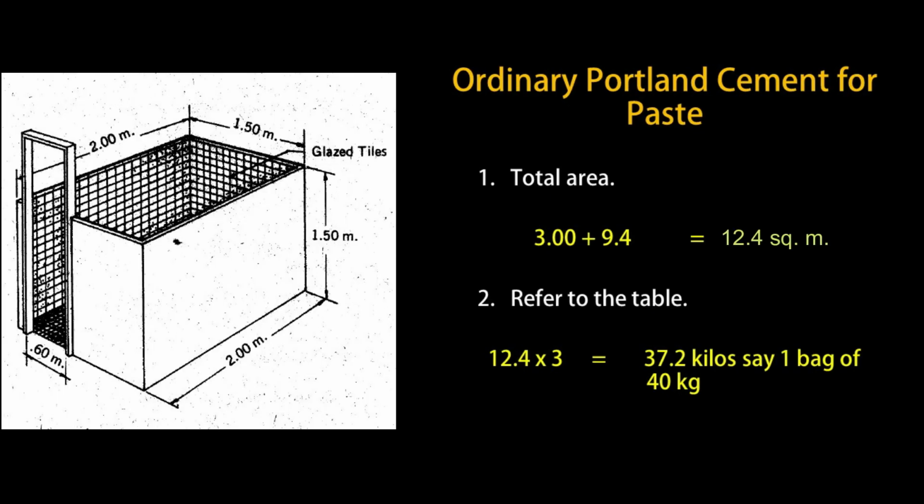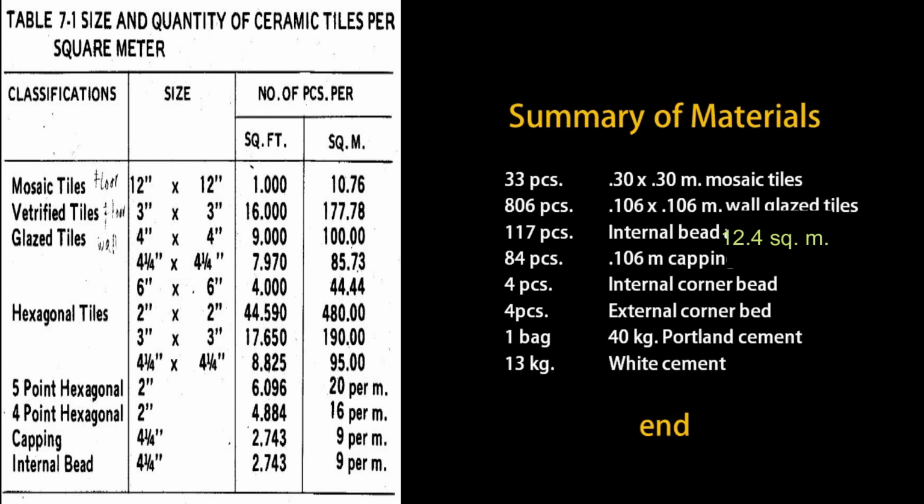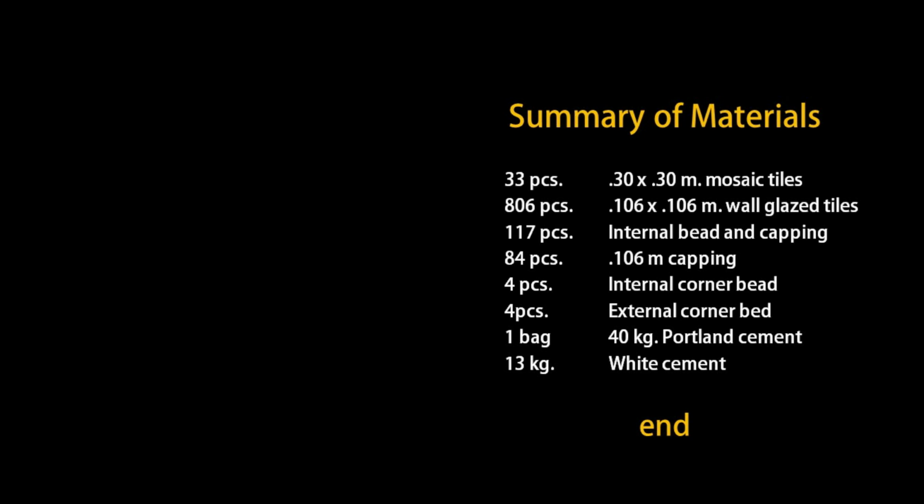Computing for the ordinary Portland cement for paste, we add the total area: 3 plus 9.4 equals 12.4 square meters. Then, we refer to the table and that would give us 37.2 kilos, or say 1 bag of 40 kilogram cement. And lastly, for white cement, we multiply 12.4 by 1. That would give us 12.4, or say 13 kilograms.